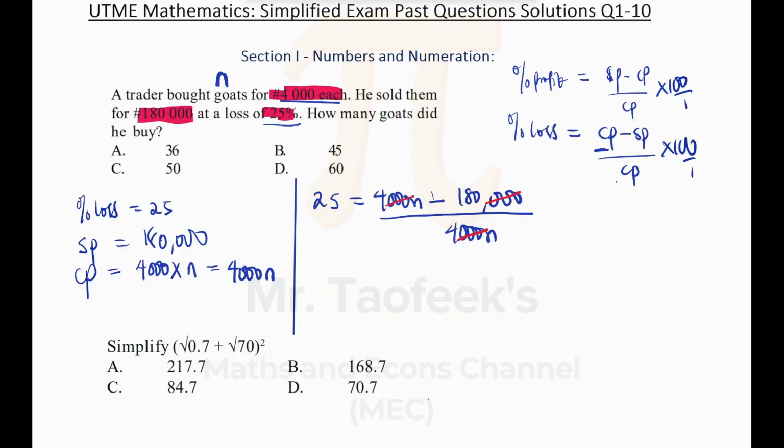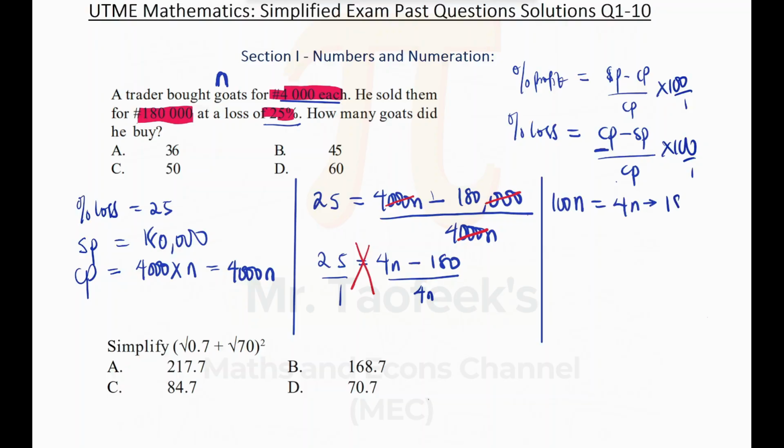So mathematically, we know the next thing is to cross multiply. So when we cross multiply, what do we have? 4n multiplies 25 to give us what? 100n. And then 1 times 4n minus 180 gives us 4n take away 180. Right. Okay. What next? We need to find n.